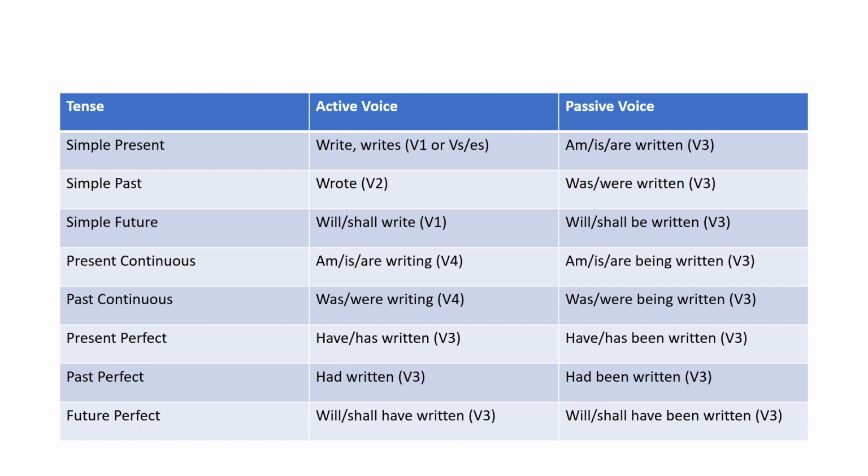And moving towards the past perfect, we have had, written, and changing into passive voice, we have had, been, written. In the future perfect, we have will, shall, have, written, and in changing into passive, will, shall, have, been, written. The addition of been is here. So you can see in the past perfect and in the future perfect, in active and passive voice, we just need to add been in both of the tenses.